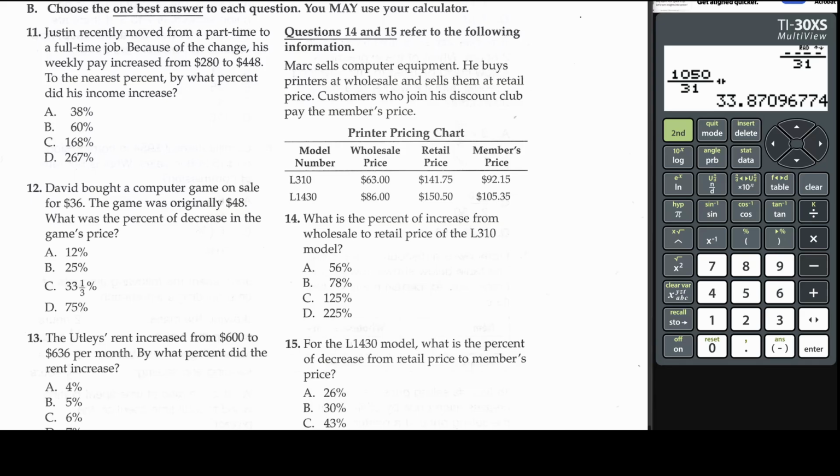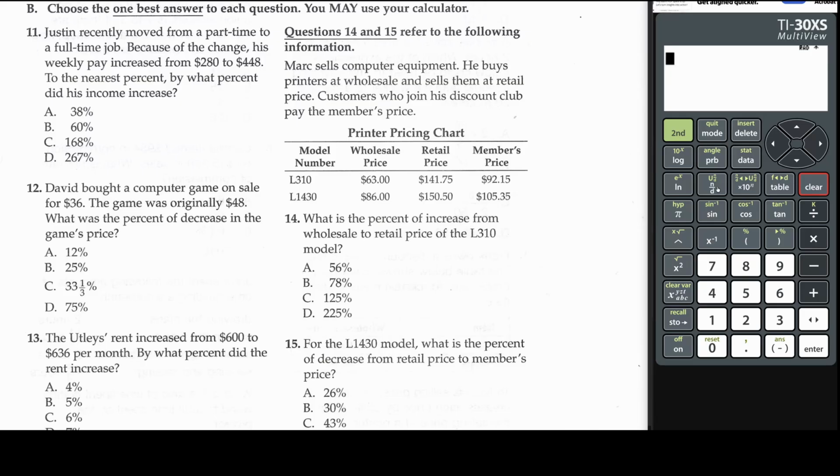Number 11. Justin recently moved from a part-time to a full-time job. Because of the change, his weekly pay increased from $280 to $448. To the nearest percent, by what percent did his income increase? So again, increase. So we are going to work on a calculator. Clear the screen here. Okay, watch carefully.